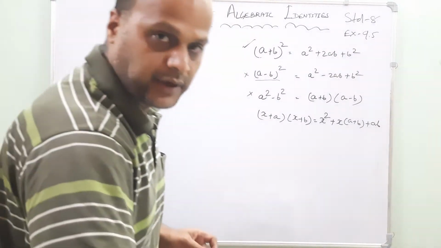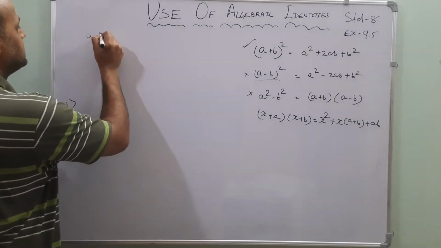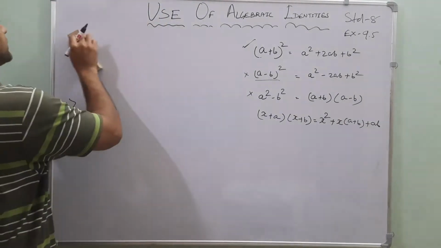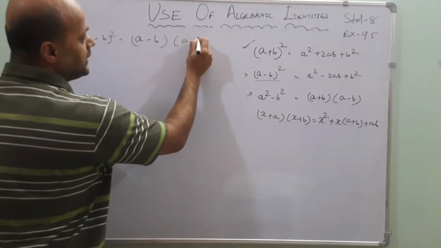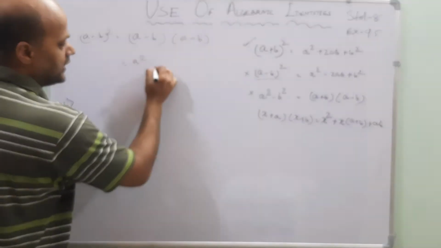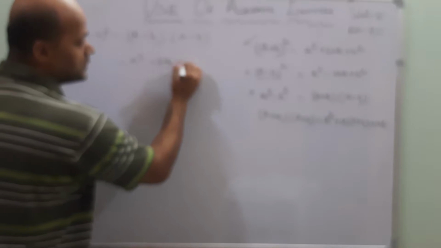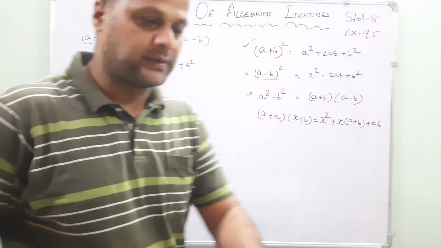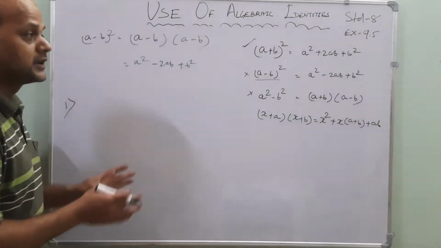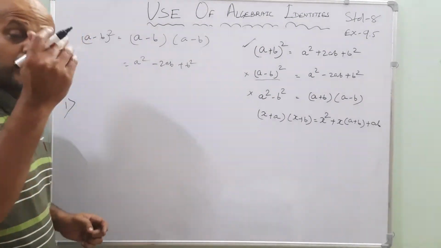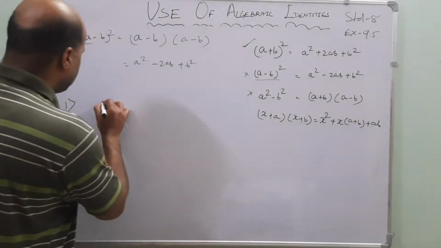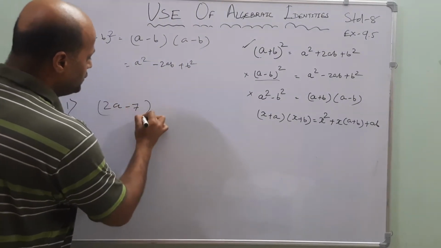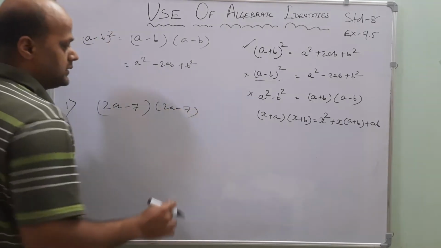Now, in case of (a - b) whole square, what is this one? We know that (a - b) into (a - b) is equal to a square minus 2ab plus b square. This is the formula. Yes or no, my dear friends? According to this, what questions are coming? Just check it. Then what questions are given? In the third question is given (2a - 7) into (2a - 7).